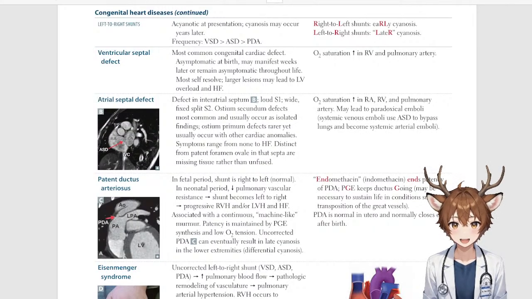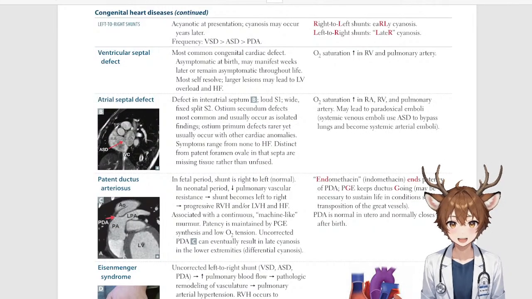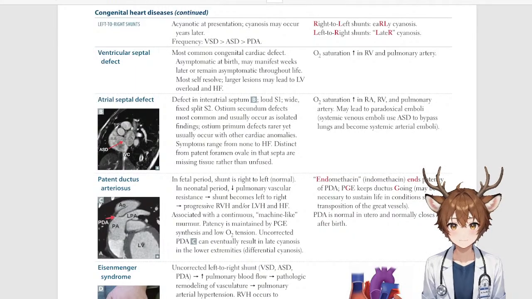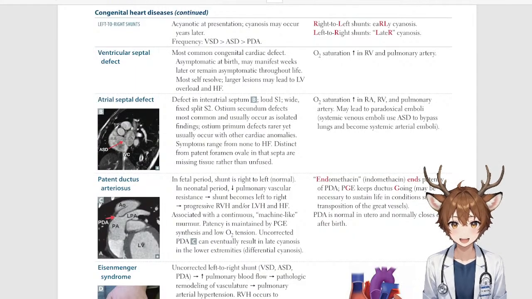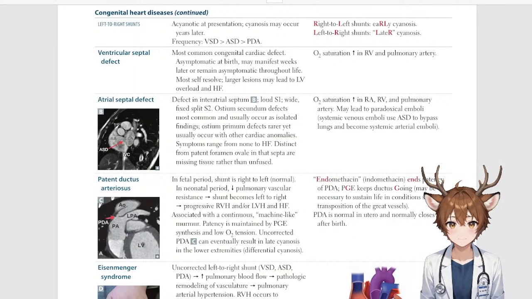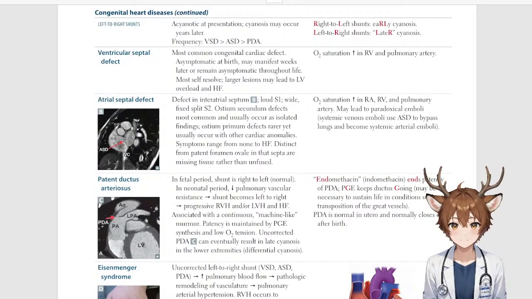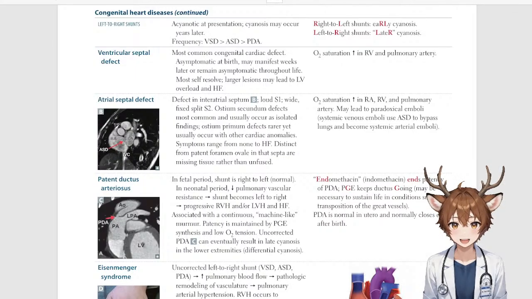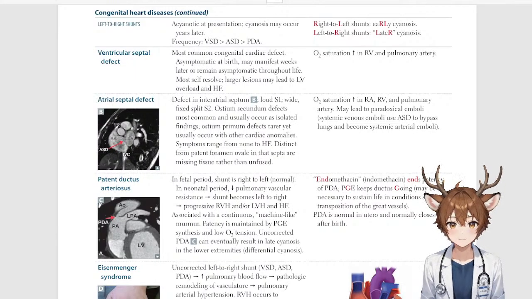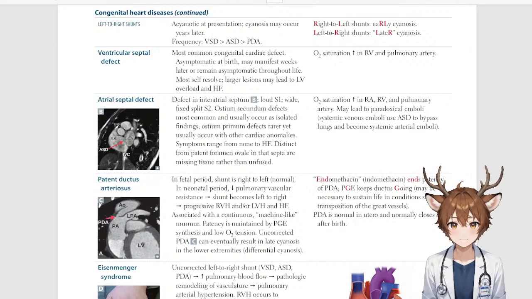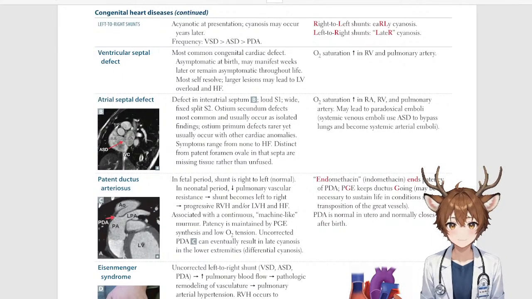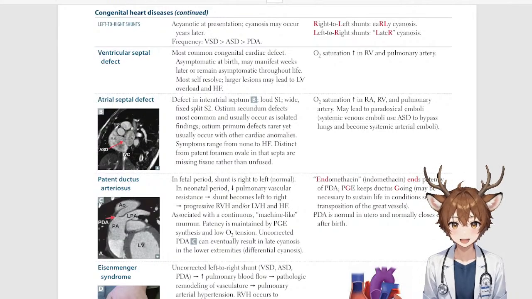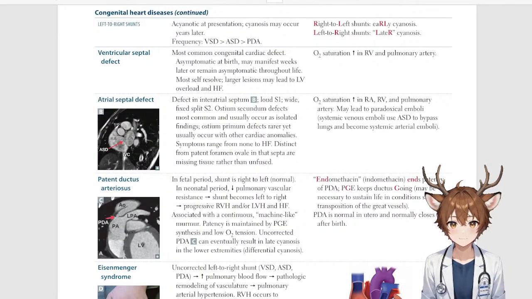Atrial septal defect, ASD. Defect in the interatrial septum, which is shown in picture B. Systolic ejection murmur with wide, fixed split S2. Ostium secundum defects are most common and usually an isolated finding. Ostium primum defects are rarer and usually occur with other cardiac anomalies. Symptoms range from none to heart failure. Distinct from patent foramen ovale, which is due to a failed fusion. So it's not the same thing.